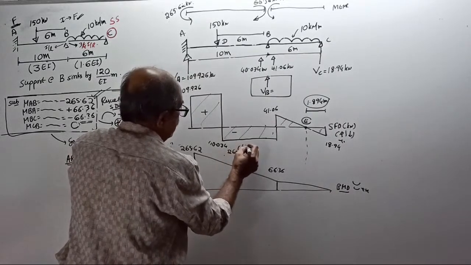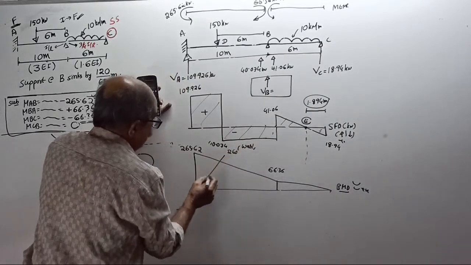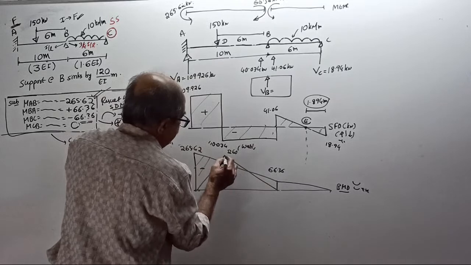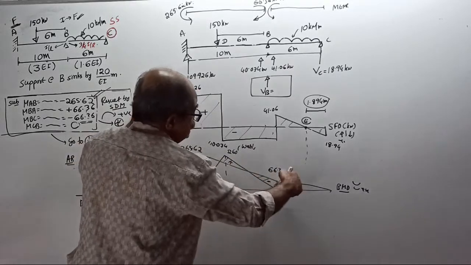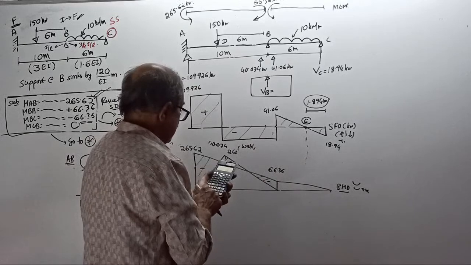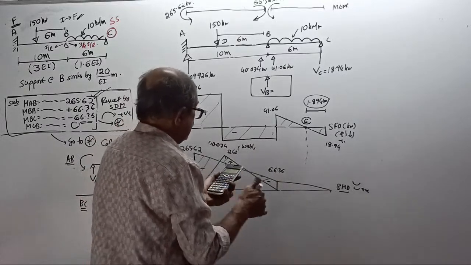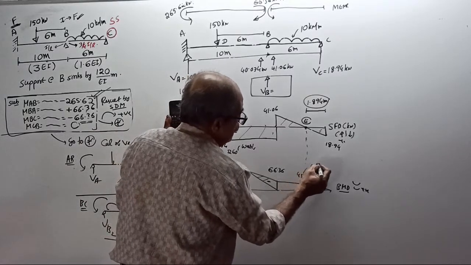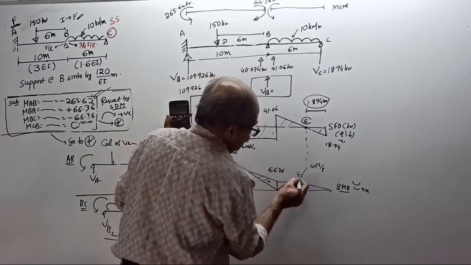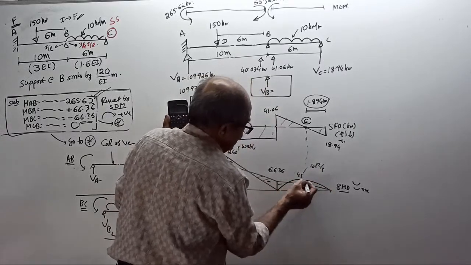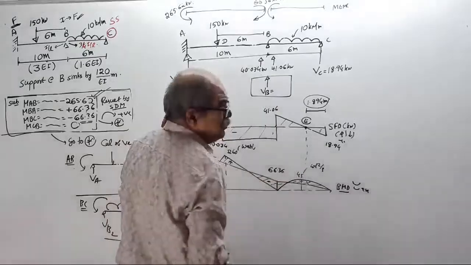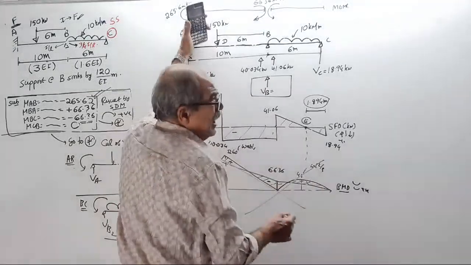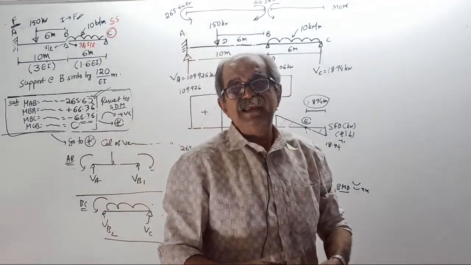How we got? WAB by L. Positive, light upper side. Then this is negative, this is positive, and this is negative. Here superimpose WL square by 8. 10 into 6 square divided by 8. 45, somewhere here. Center, 45. WL square by 8. Minus and plus. This is the BMD by superimposing. Practical oriented, you never do it this way. This will not give complete answer. It will give only the shape of the BMD.